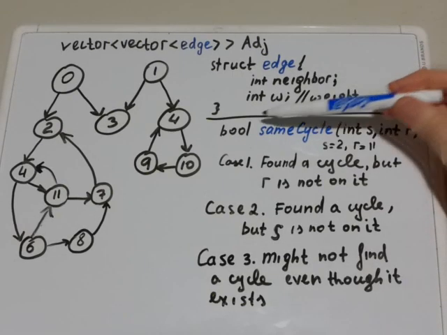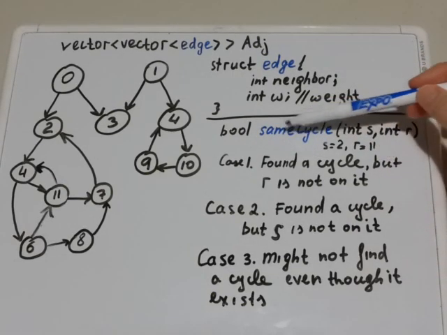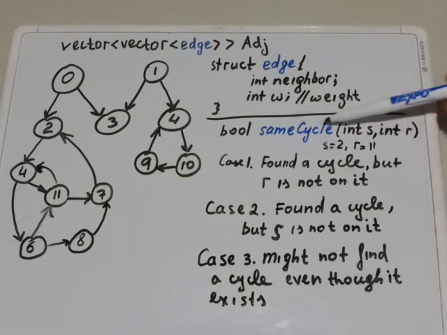We need to write a function called same cycle. It takes as parameters two integers s and r, and it returns true if s and r lie on the same cycle in the graph.